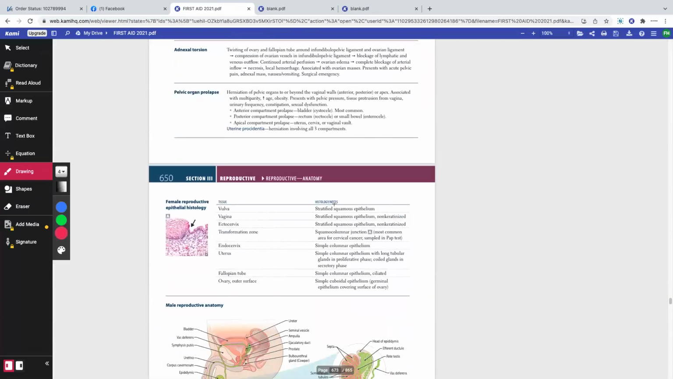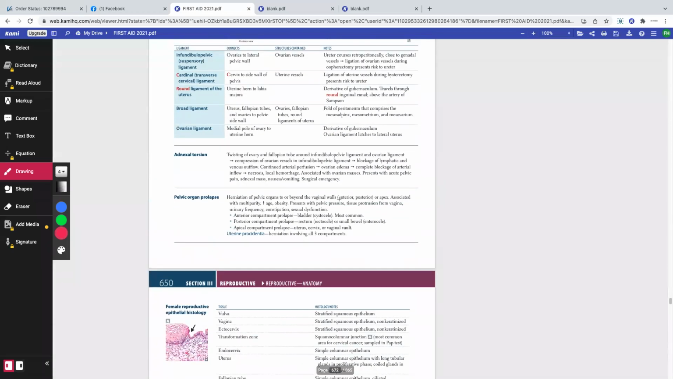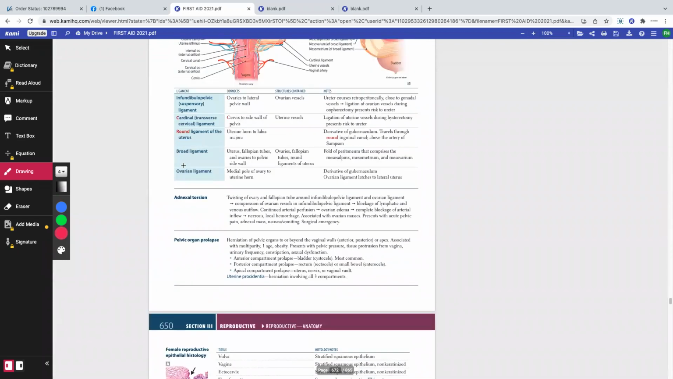Uterine vessels. What is the name of the ligament that is formed from the fold of peritoneum and that is connecting the uterine, the fallopian, and the ovarian structures? Broad ligament. Okay. What is the name of another ligament that is connecting the uterus in front with the labia majora? The name is? Fast answers, please. Round ligament. Okay, very good. So can we say that we have understood the ligaments very properly? Yes or no?